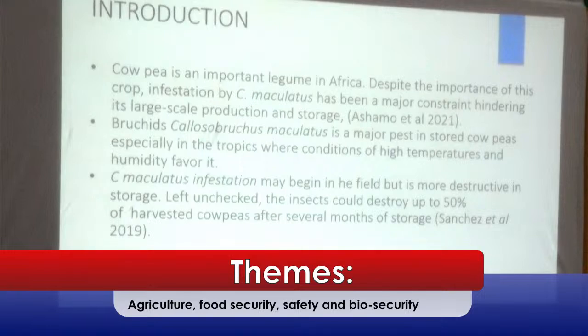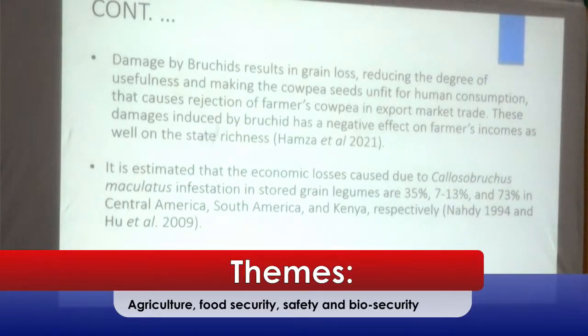Infestation may begin in the field, but is more devastating or destructive in storage, and left unchecked, some have reported up to 50% loss of harvested cowpeas. So damage by bruchids results in grain loss, reducing the degree of usefulness, and making the cowpea seeds unfit for human consumption. And that causes rejection of farmers' cowpea in export market trade. We all know that export markets, the standards are higher in terms of the quality. So if you have infested cowpea, you can't really subject it to export.